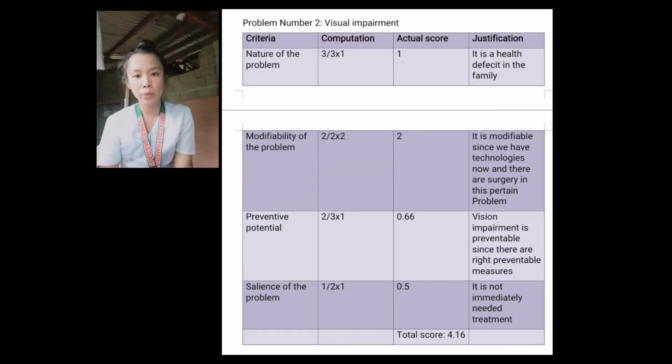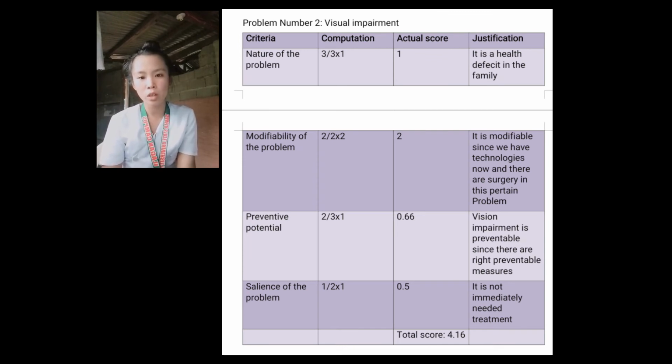So, the problem number 2 is visual impairment. Nature of the problem. Computation, 3 divided by 3 times 1. Actual score, 1. Justification, it is a health deficit in the family. Modifiability of the problem. Computation, 2 divided by 2 times 2, equal to 2. The actual score. Justification, it is modifiable since we have technologies now and there is surgery for this problem.